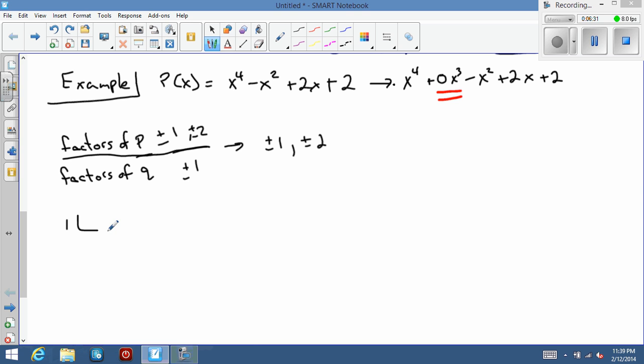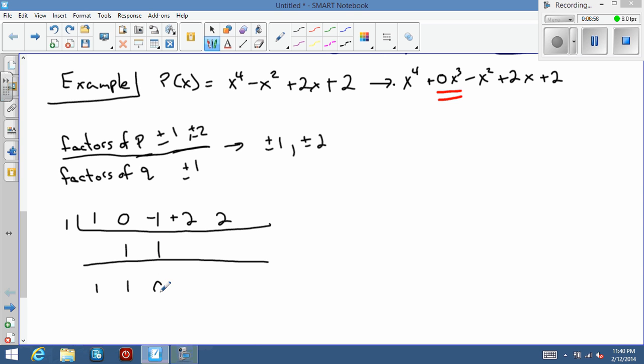So again, I'm going to start out with positive 1. I'm going to fill in my numbers here: 1, 0, negative 1, 2, negative 2, sorry. Nope, that is positive 2. And positive 2 again. So I bring down the 1. 1 times 1 is 1. I add, I get 1. Multiply, I get 1. Here I get 0. 1 times 0 is 0. Add, I get 2. 1 times 2 is 2. Add, I get 4.